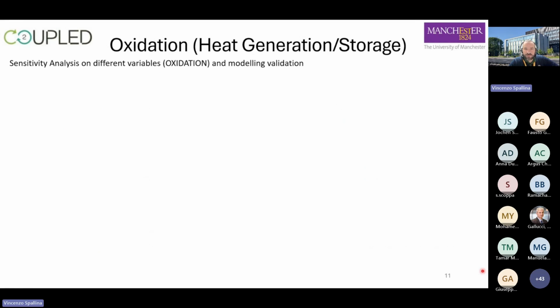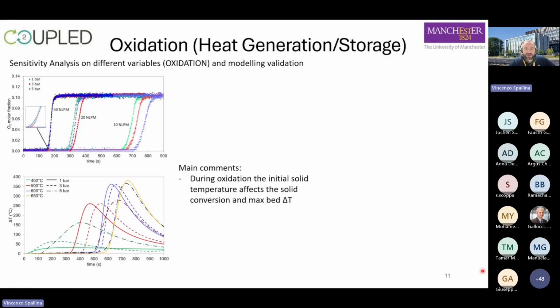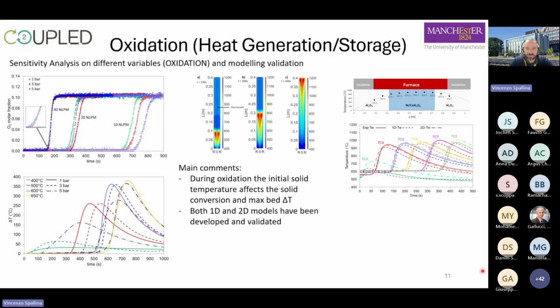In terms of oxidation, we tested different airflow rates through the reactor at 1, 3, and 5 bar and different inlet temperatures. In general, we saw a substantial temperature rise during the oxidation, which can go up to 300 to 400 degrees Celsius.